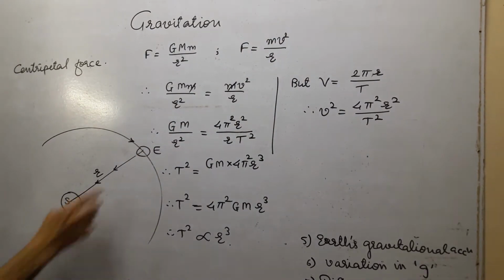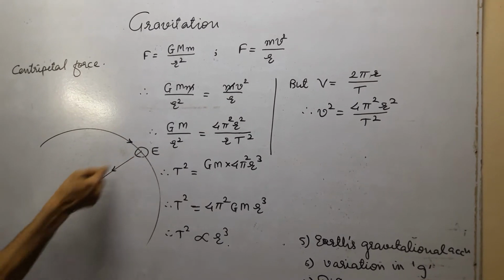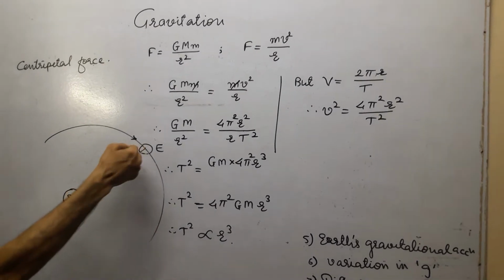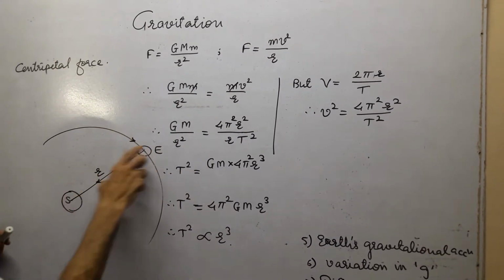But at the same time we find the centripetal force and the gravitational force. Because of the gravitational force and the centripetal force, the body moves in a circular path. Otherwise the body would go away or fall onto the earth. And that's why both the forces are balanced.